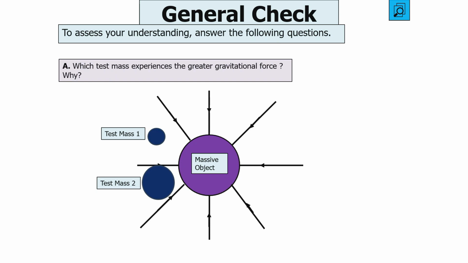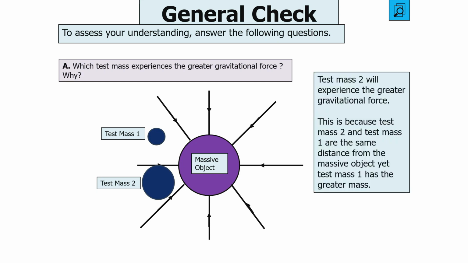Which test mass experiences the greater gravitational force, test mass 1 or test mass 2, and why? Test mass 2 will experience the greater gravitational force. This is because test mass 2 and test mass 1 are the same distance from the mass of object, yet test mass 2 has the greater mass.